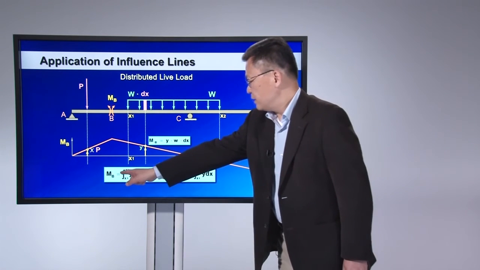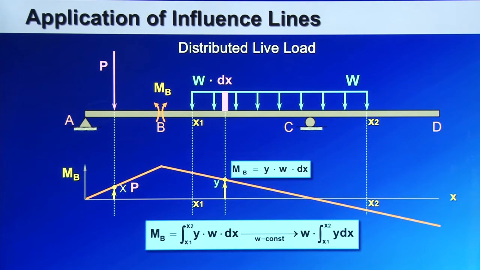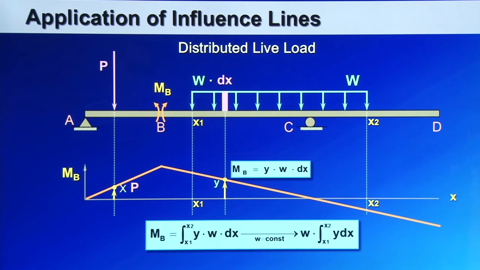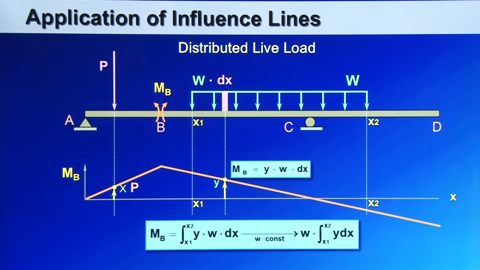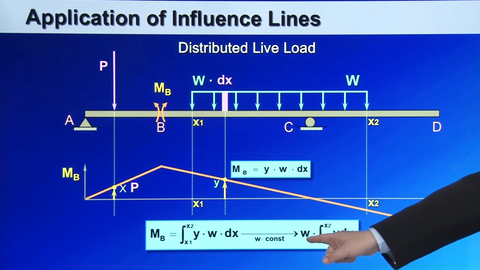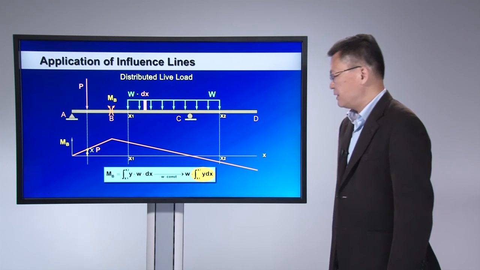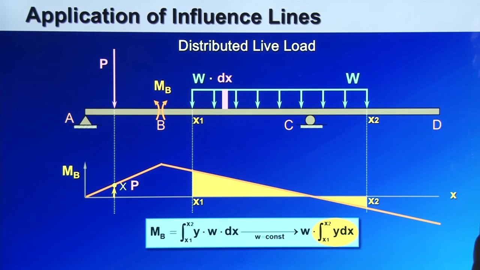It tells you that the bending moment MB under the action of such a distributed live load is equal to the integration from x1 to x2 of y times w times dx. If the distributed live load comes with a constant magnitude, you can pull w out of the integration. That gives you the expression MB equals w times the integration from x1 to x2 of y dx. Note that this integration is nothing but the area underneath the influence line for this region.